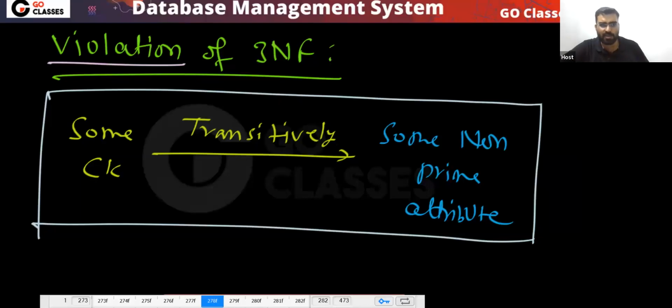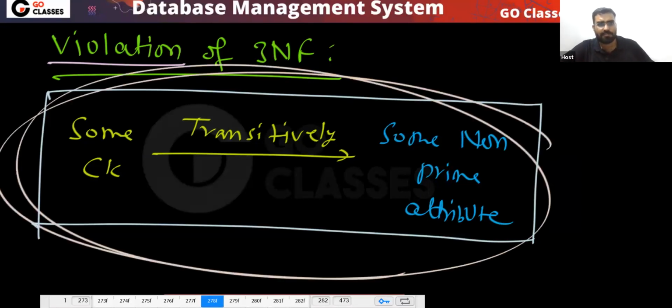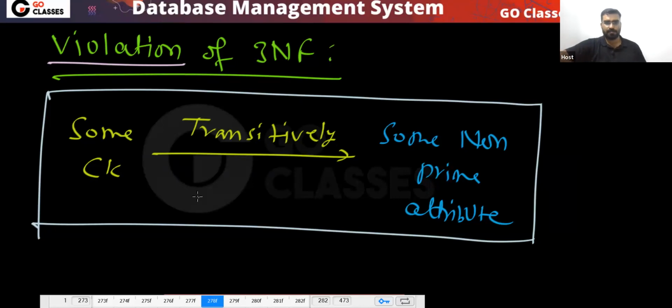For 2NF, we have seen two equivalent definitions. Similarly, for 3NF, we will see equivalent definitions. One of them is very easy. But in the GATE exam, 5 or 6 questions are there where this statement is given as a true-false statement. So this is the violation of 3NF: some candidate key transitively determining some non-prime attribute.